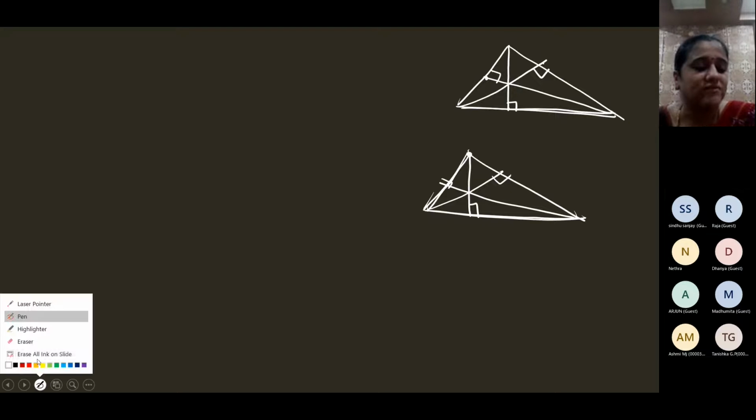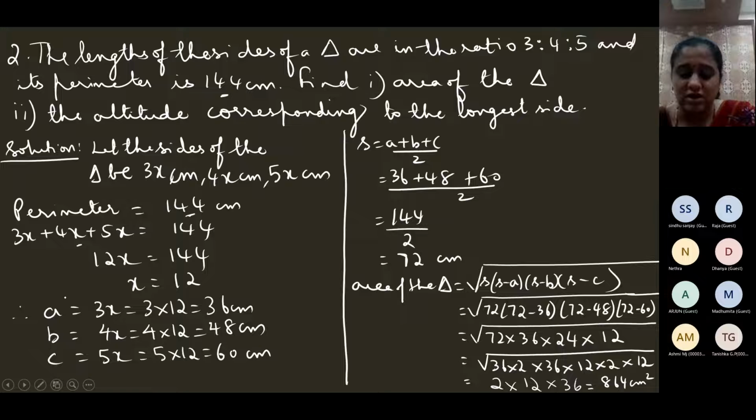The three sides have their corresponding altitudes. Now you have to find the altitude corresponding to the longest side. That means you should take the longest side as the base. Read the question: find the altitude corresponding to the longest side. So the question is, what is the altitude on the longest side?